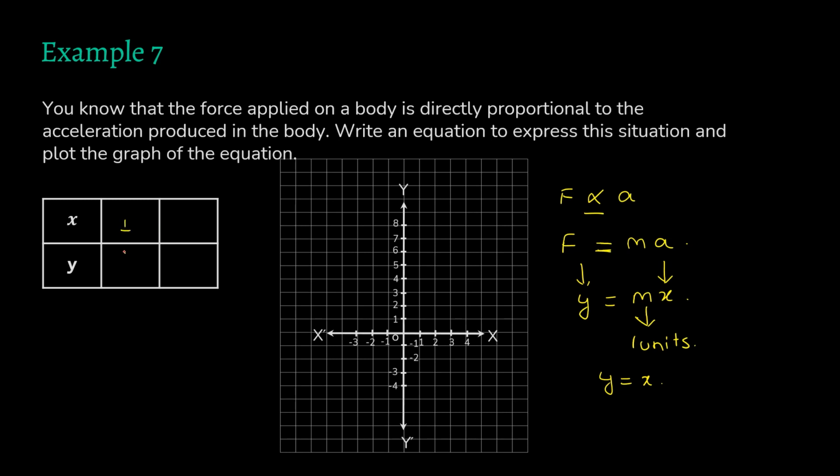So just make the values similar. So 1 comma 1, 2 comma 2, 3 comma 3. In that fashion the values would be arriving. So we're going to just join it.